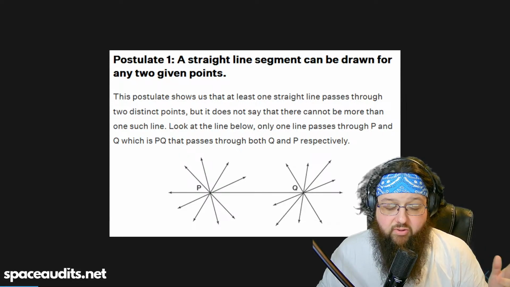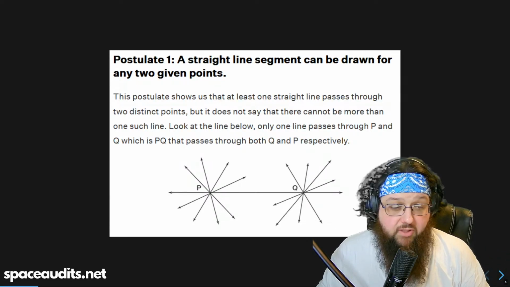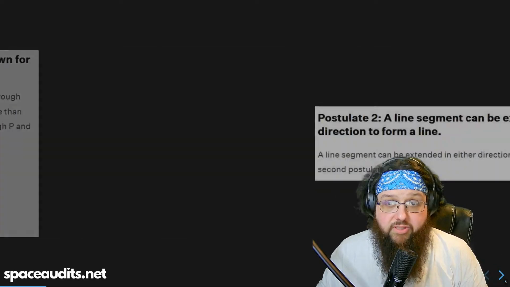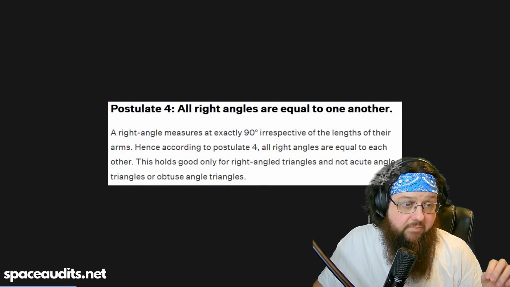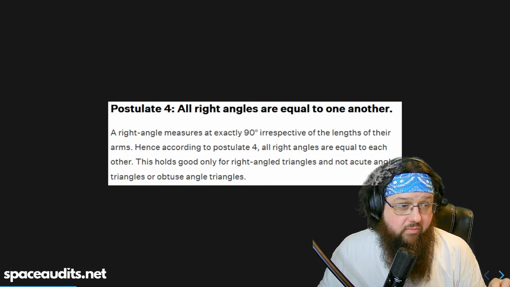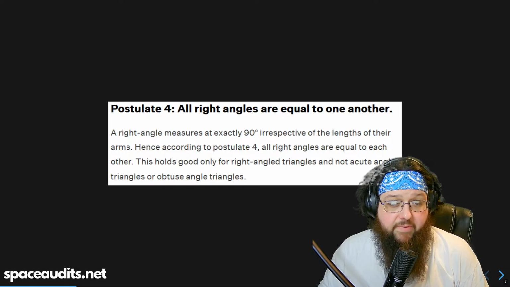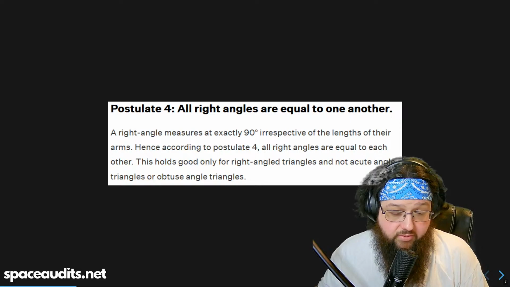They say we see in Euclidean geometry, right? That Euclidean geometry best describes how we see. So we'll skip over to the relevant postulates we need here. This will be postulate 4. All right angles are equal to one another, though a right angle measures exactly 90 degrees irrespective of the lengths of their arms. Hence, according to postulate 4, all right angles are equal to each other. This holds true for only right angle triangles, not acute or obtuse.